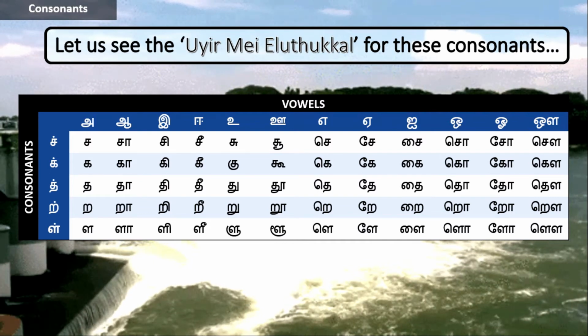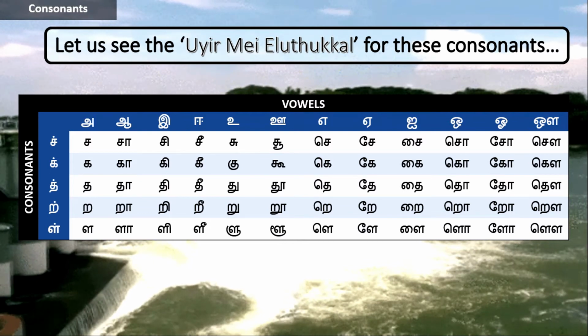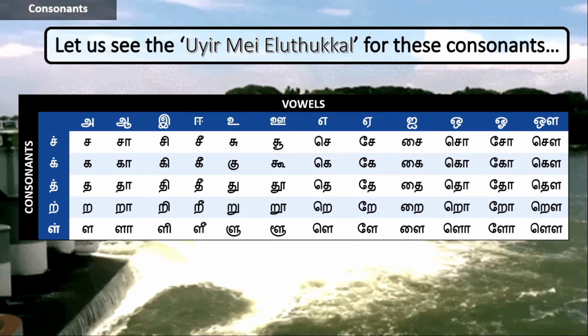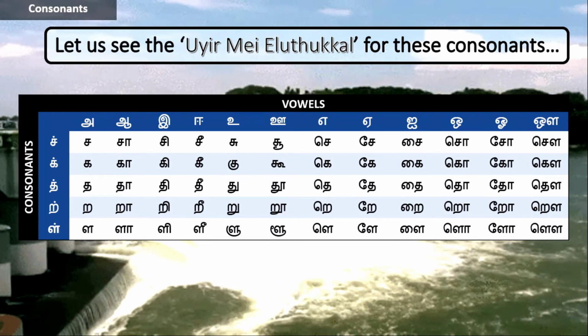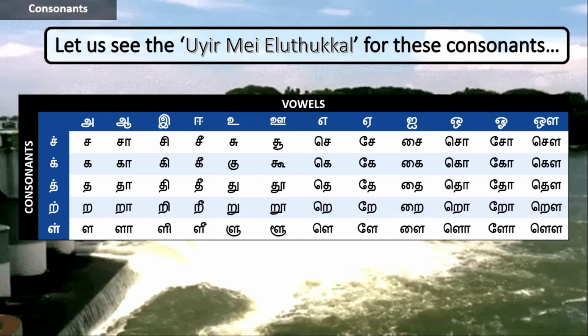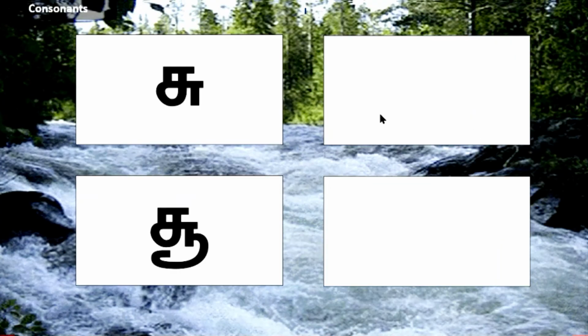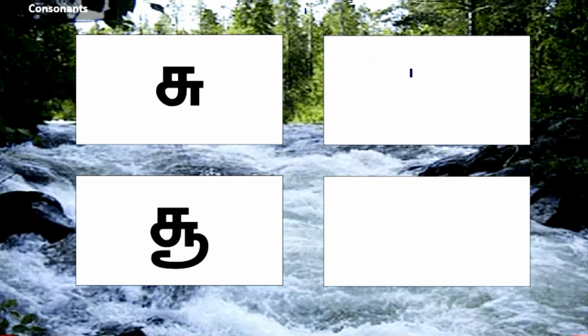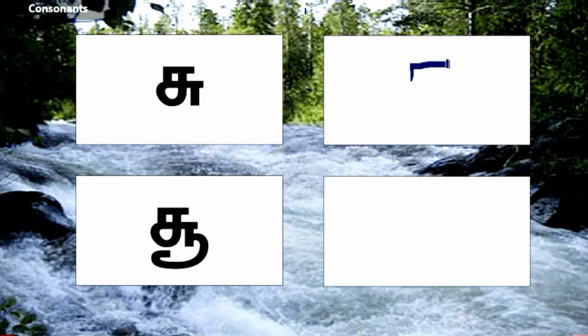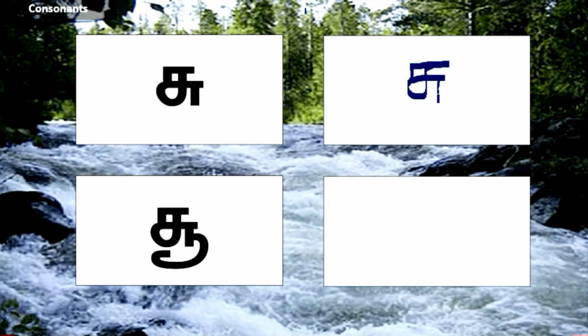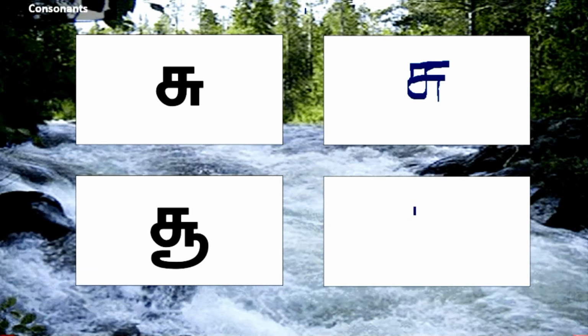The உயிர்மை எழுத்துக்கள் produced by all other vowels can be written using the templates we have already seen. For u and u, the templates differ. Let us see them one by one. First write sa. At the tip, a small vertical line. This is su.